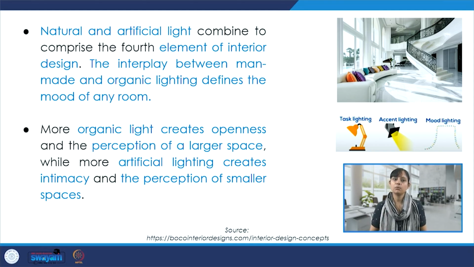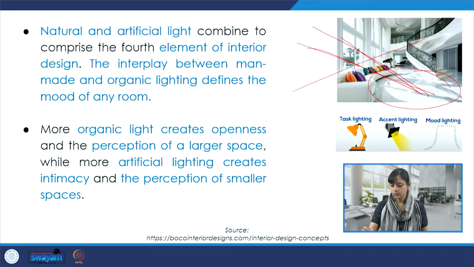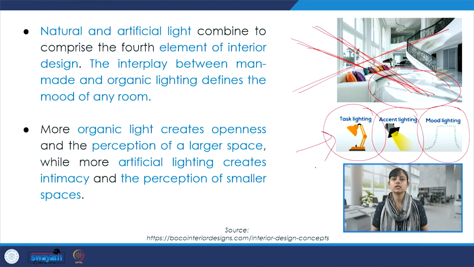And if we talk about organic light, it creates perception within a space. And artificial lighting can create intimacy, mood, and it can also give perception of smaller spaces, and it totally depends on the design aspects. So we see over here the natural light or daylight, which is facilitated through these large openings, and the site is oriented in such a way that it facilitates the daylight. This is task lighting and accent lighting and mood lighting. There is a discussion on these where we talk about lighting design.